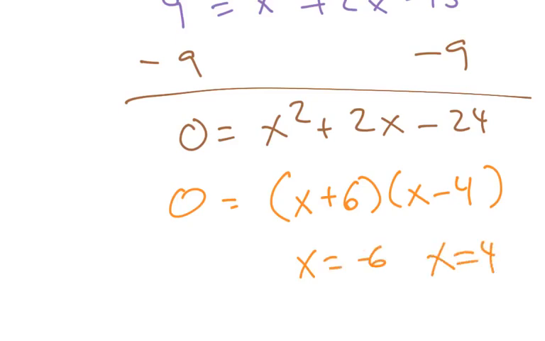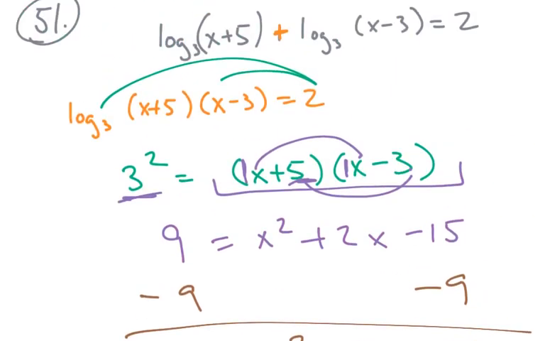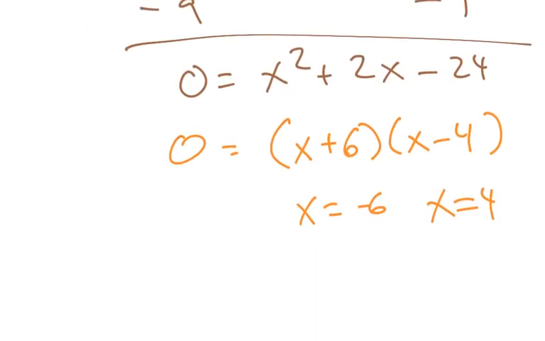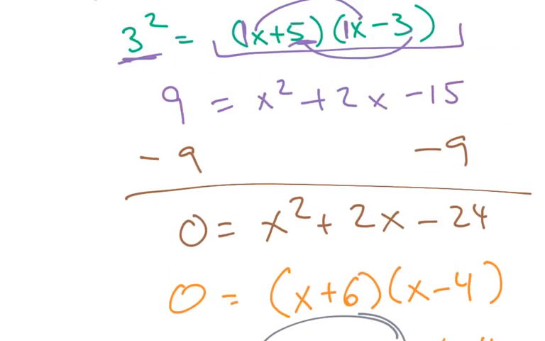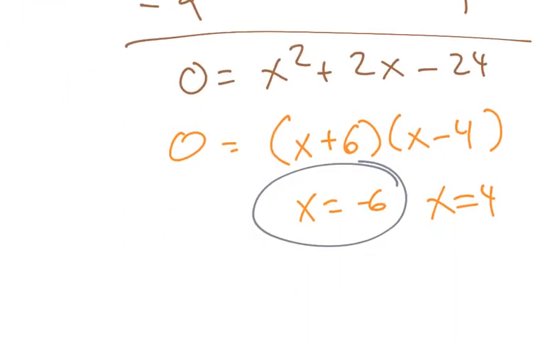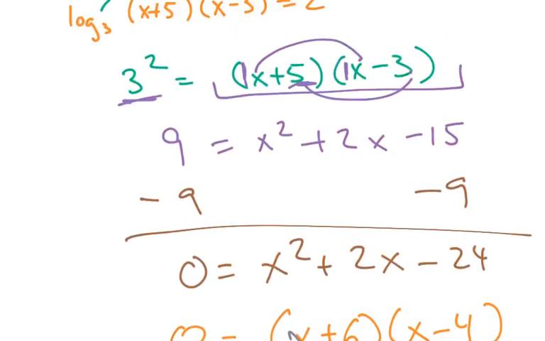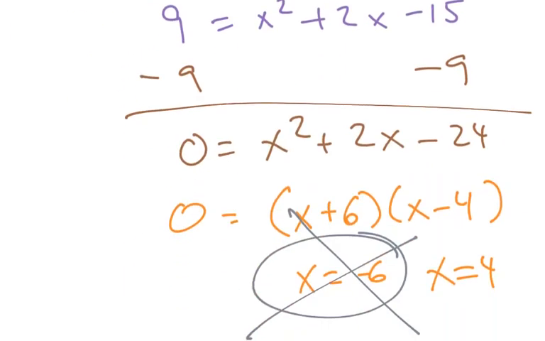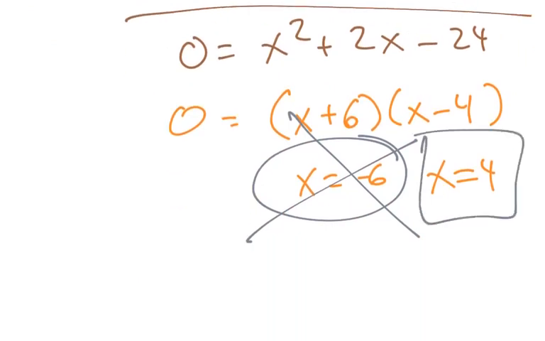Now, very important, the question originally is right here. The argument of a log can't be negative. So notice if you plug negative 6 in here or here, this whole value will become negative. So that means negative 6 is incorrect. 4, we're cool here with 4, and we're cool here with 4. So the answer is just going to be 4.